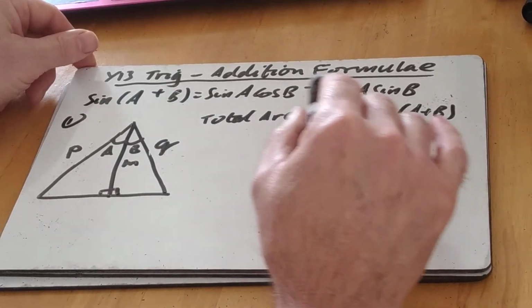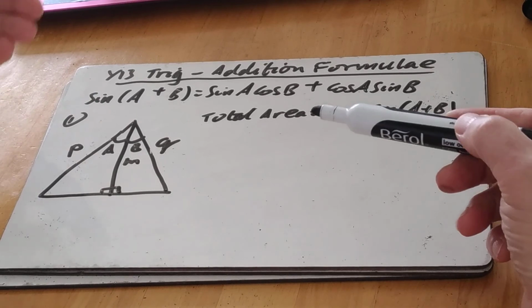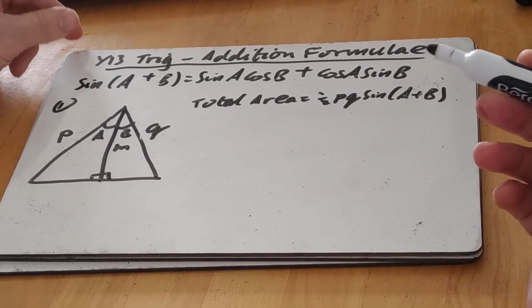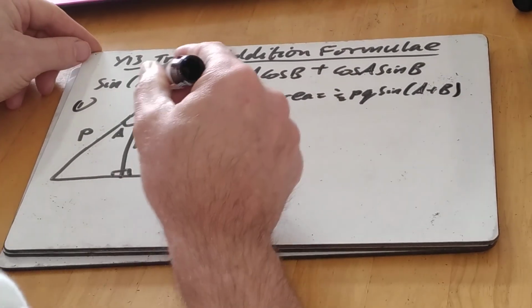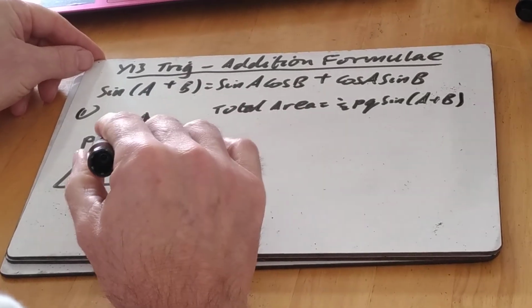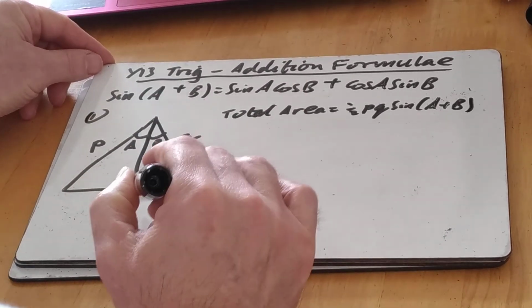And I'm going to look to actually do the proof of this, and then from this one generate all the other ones, the ones with minuses in, the ones with cos, the ones with tan in. So I've got a triangle here. I've got side p, side q, and I've split it into two right angle triangles with an angle of a there and an angle b there, and called m the height of the triangle.